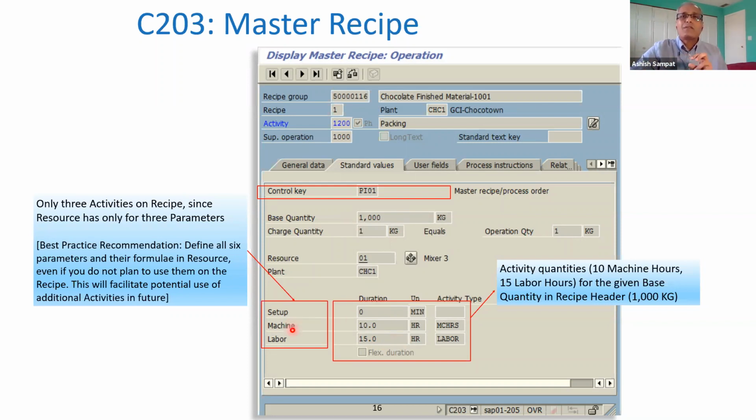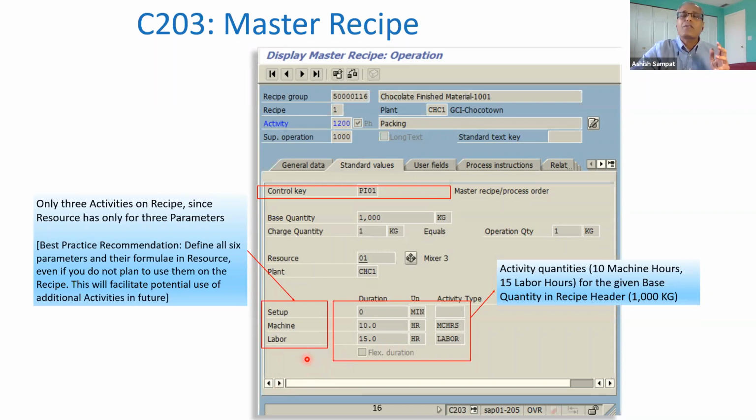Now, this is where I highlighted that it may be an important piece to design at the very initial phase from a best practice point of view. You may want to define all 6 parameters in the very beginning. Why? Because what if you use these activities in the future? So just one consideration during your initial go live.